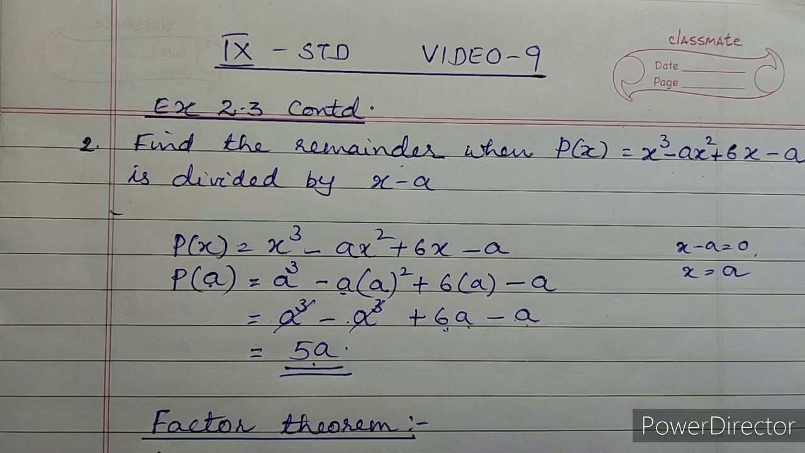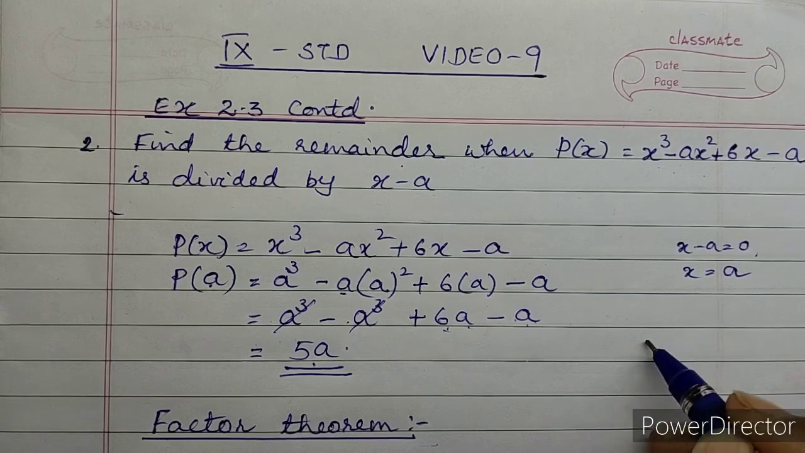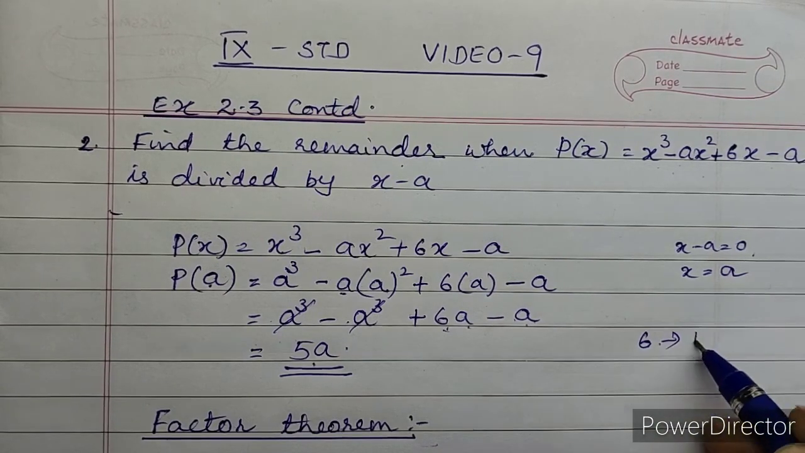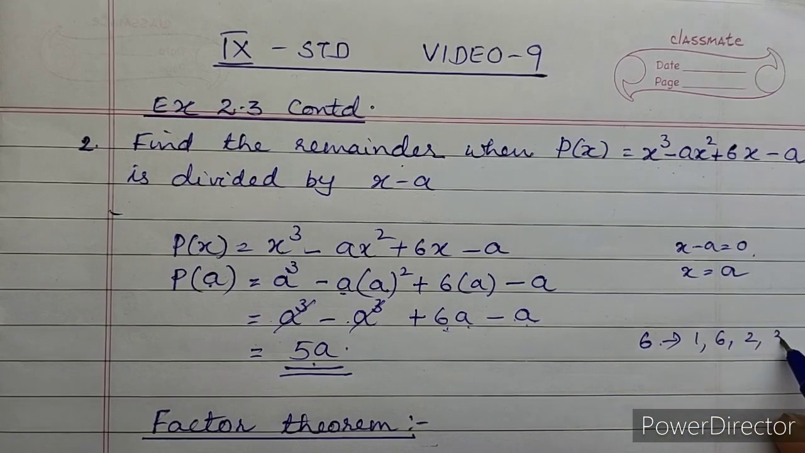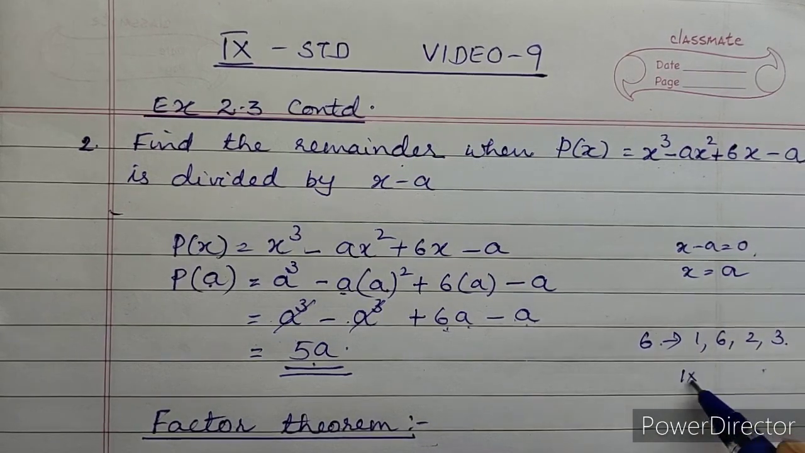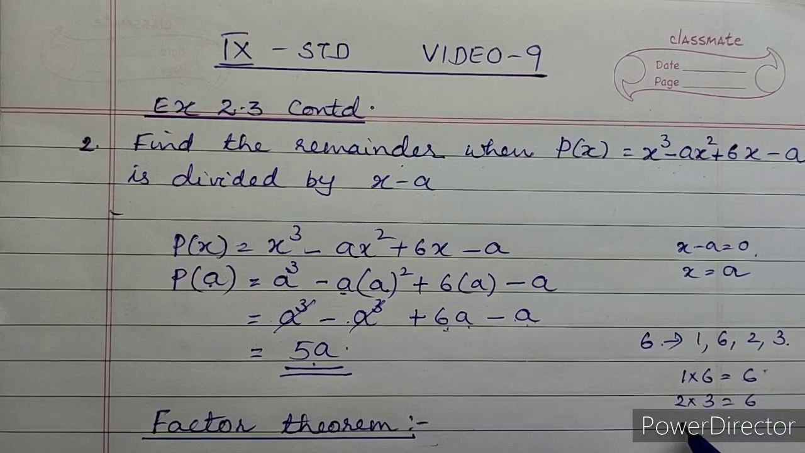Next topic is factor theorem. What is the meaning of factor? For example, what are the factors of the number 6? So definitely you will write 1, 6, 2, 3. How did you get this? In the multiplication table, 1 into 6 is equal to 6, 2 into 3 equals 6, or 3 into 2 equals 6. So these numbers are called the factors of 6.